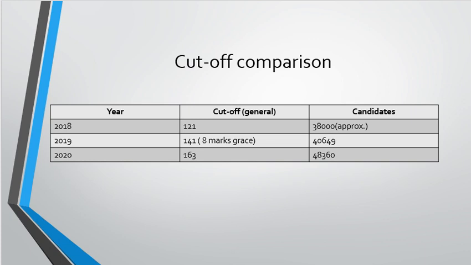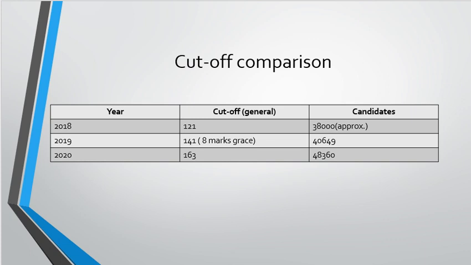In the year 2020, 48,360 candidates applied for the GPAT, wherein the cutoff was 163, and here no grace marks was given. So you might have noticed that since last 3 years cutoff is constantly increasing, and 163 is the highest recorded cutoff till date for the GPAT examinations.